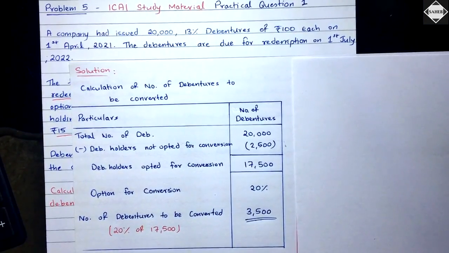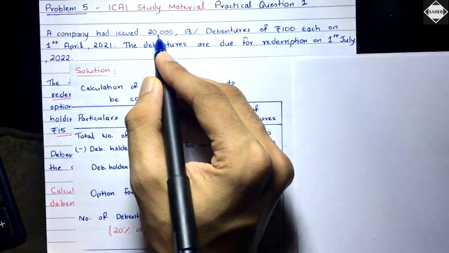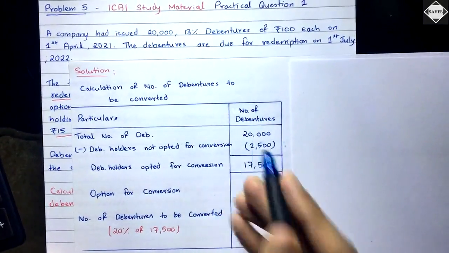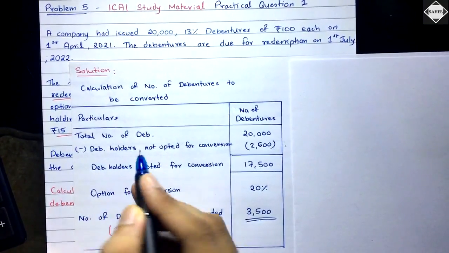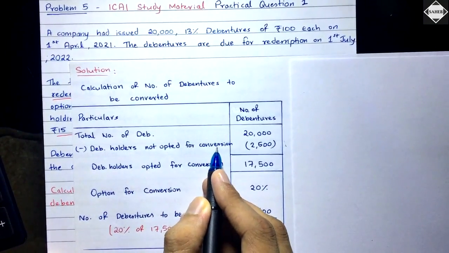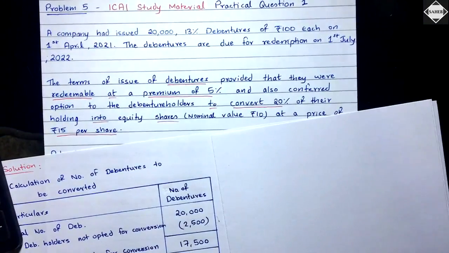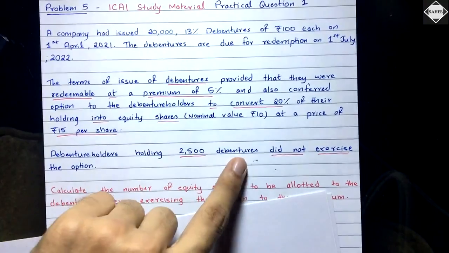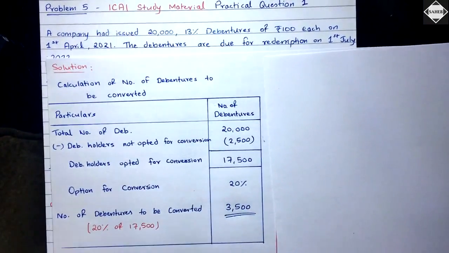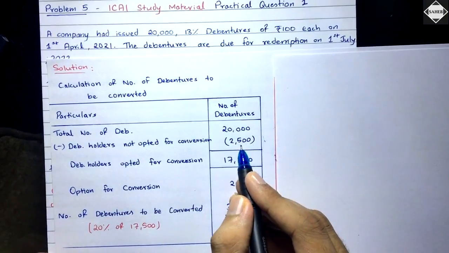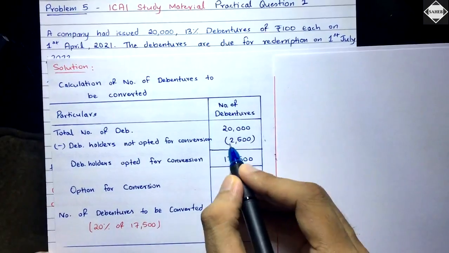What you have to do is, see this, total number of debentures. You all know the total number of debentures is 20,000. Then what you will subtract? You will subtract the debenture holders not opted for conversion. So how many debentures? 2500 debentures. In the question it is said, see here, 2500 debentures did not exercise the option. So directly you have to exclude that, because it will not be converted. That's why you have to deduct that.